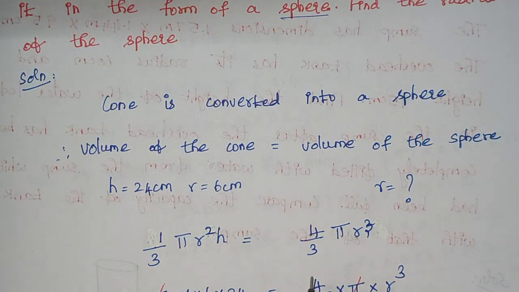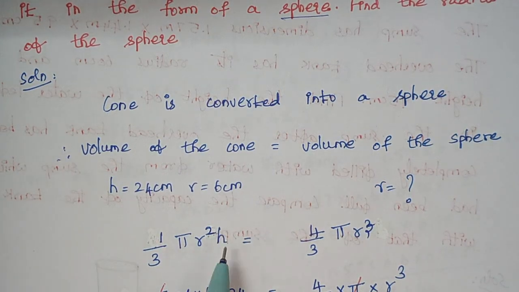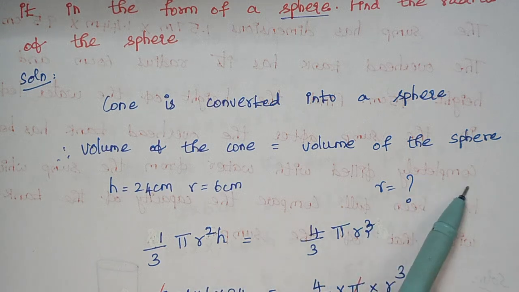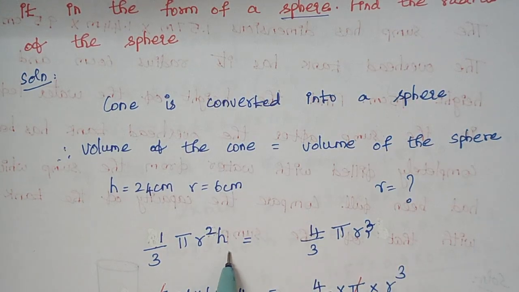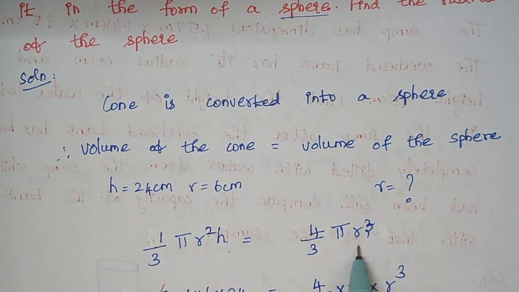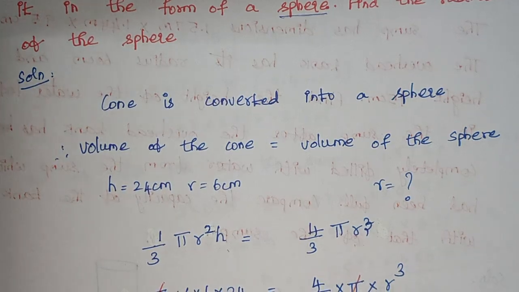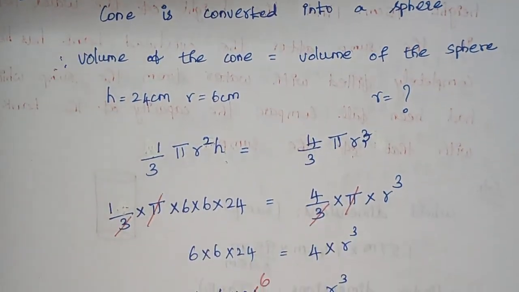Now what is the formula? Volume of the cone is given by 1 by 3 pi r square h and volume of the sphere is given by 4 by 3 pi r cube, right? Now here we know r and h values of the cone and we have to find the value of r of the sphere. So just substitute the values.